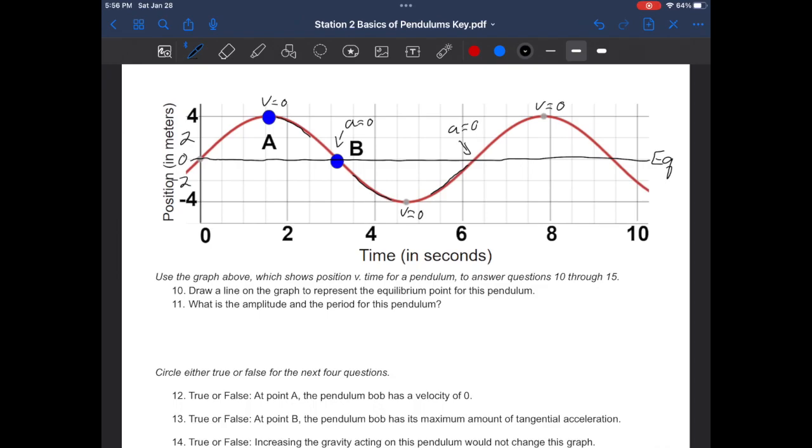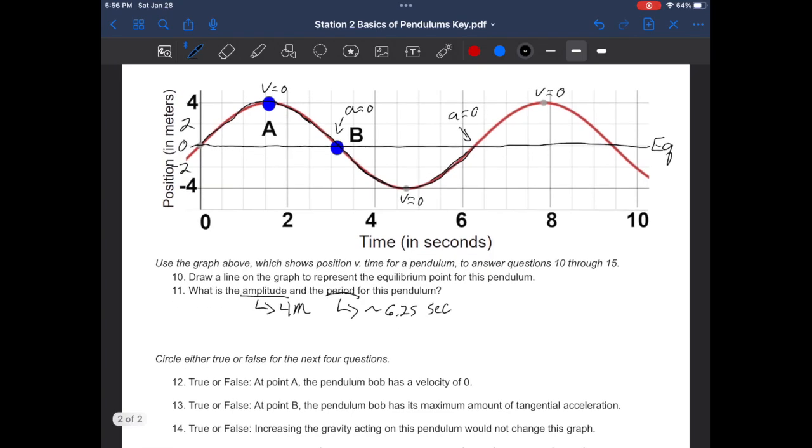What is the amplitude and period of the pendulum? Well, if our equilibrium is going through the origin at 0, the amplitude is going to be 4. It goes both above 4 and below 4, so 4 meters. What is the period of the pendulum? I'm drawing the one period all the way through where you go through a complete cycle. It looks like it finishes right around 6.25 seconds.